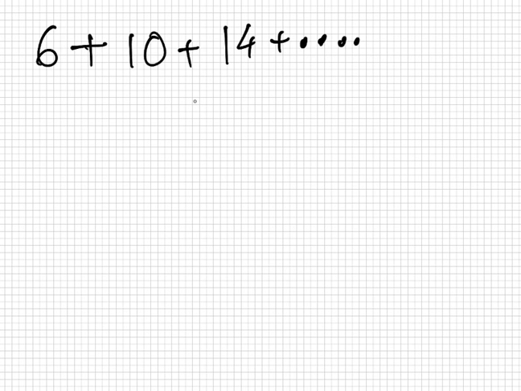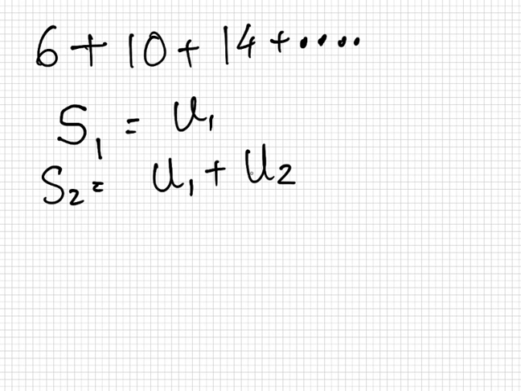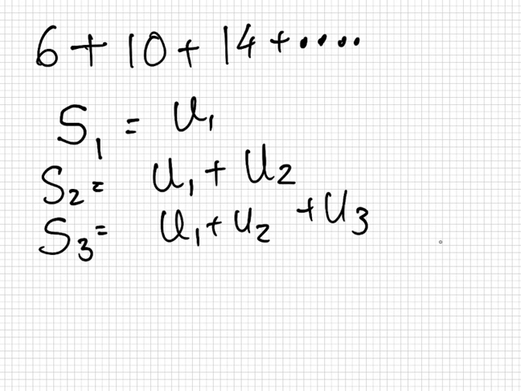So I'll just give you a little bit of notation. When I write S, it means sum. S1 is just the first one. S2 is the first term plus the second term. S3 is the first plus the second plus the third, etc. So that's what the S means here. So we would like to try and find a formula now for Sn.